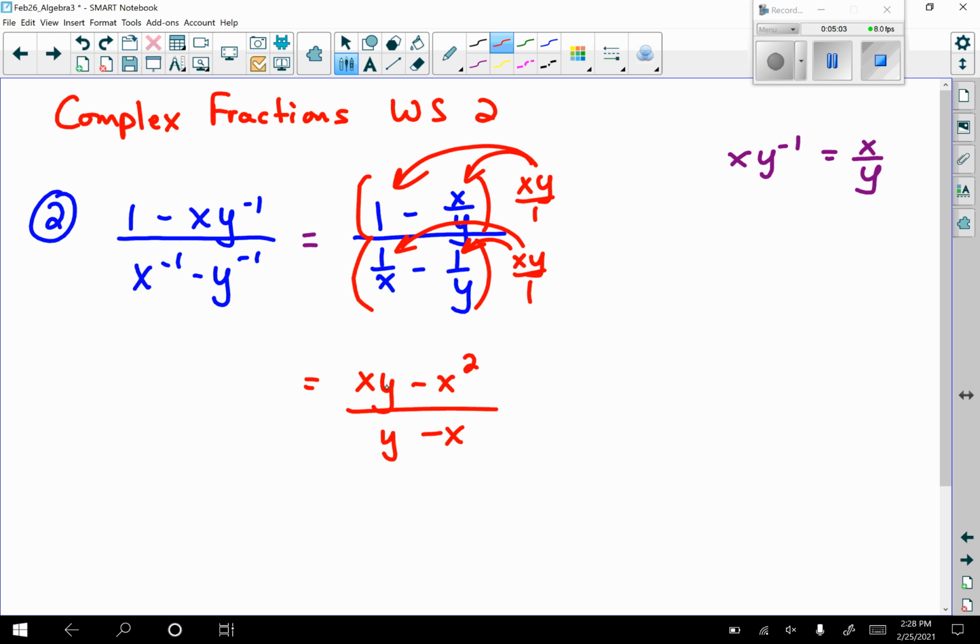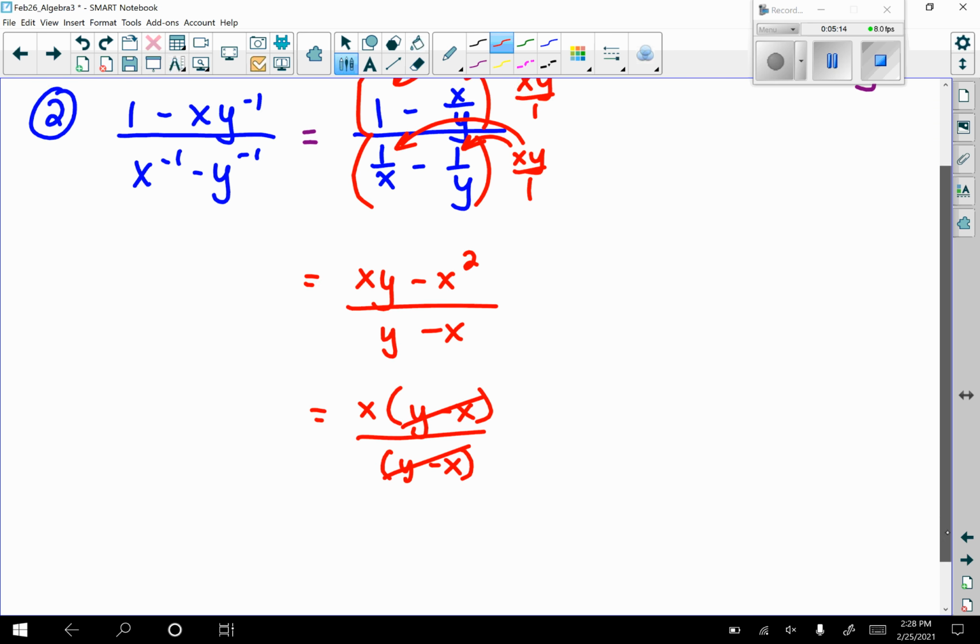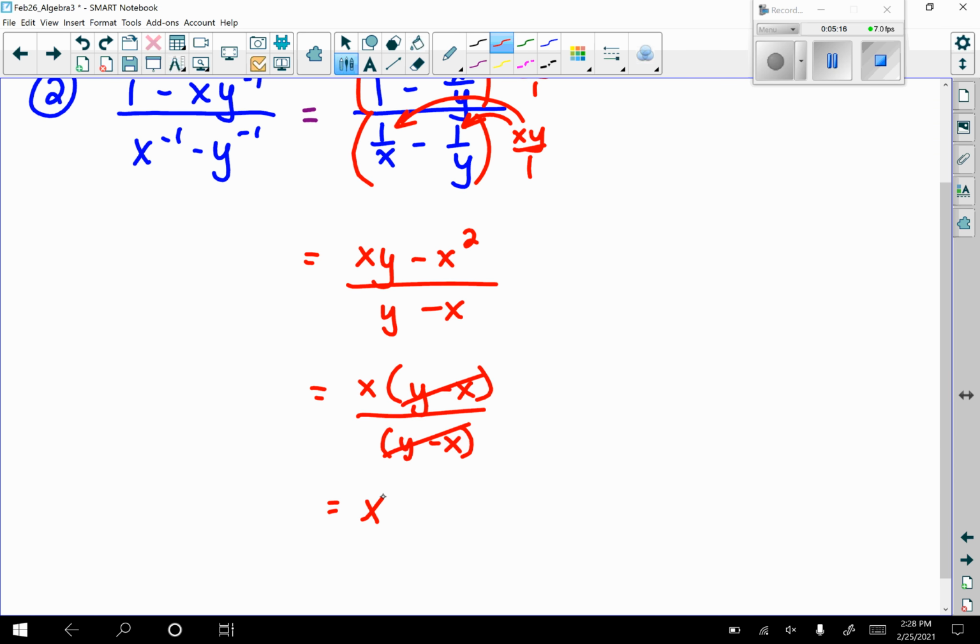I'm going to try to factor that numerator. If you notice there is a GCF of x, what's left? y minus x. What's on the bottom? y minus x. Those match perfectly. So we are just left with x.